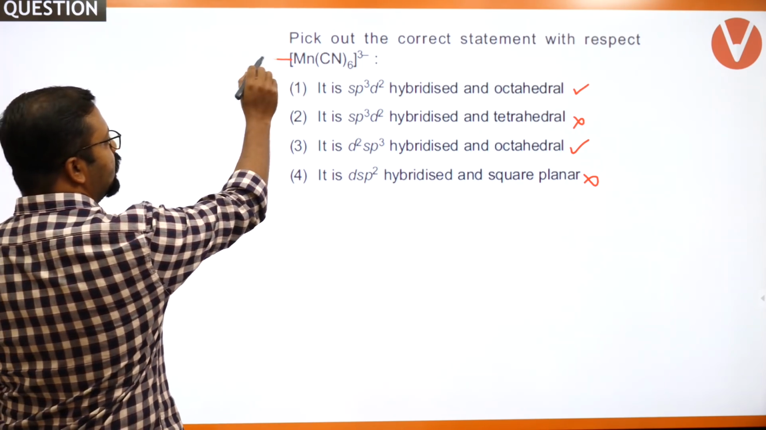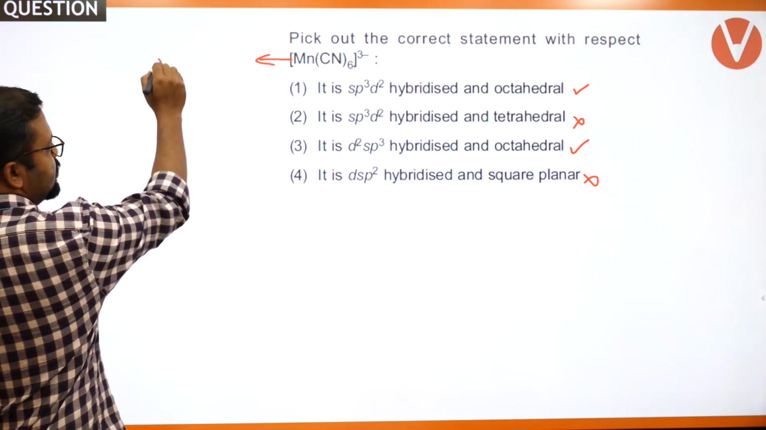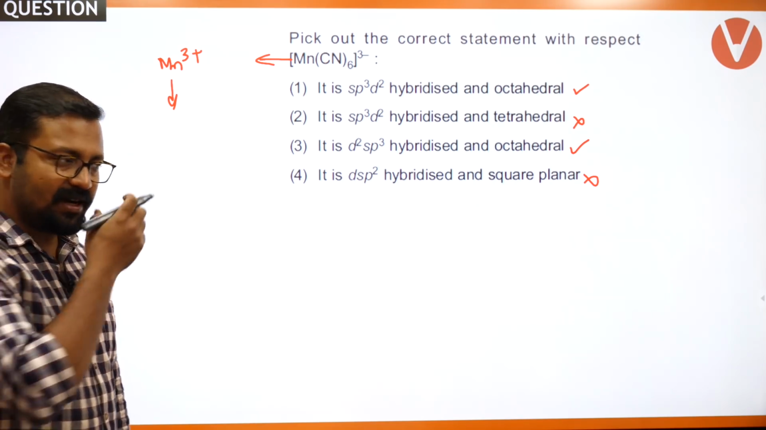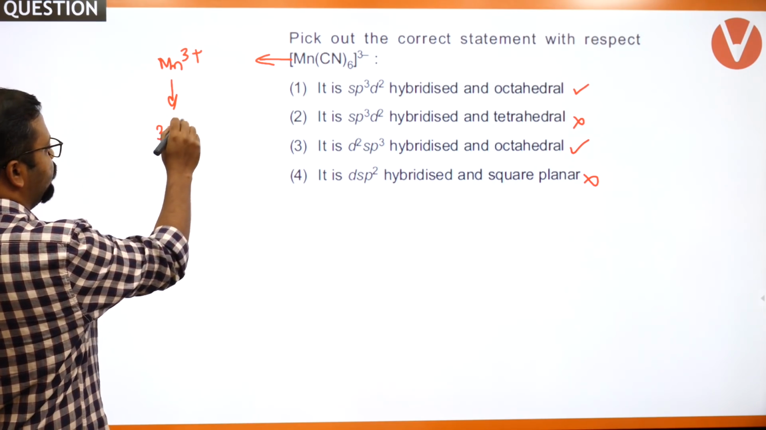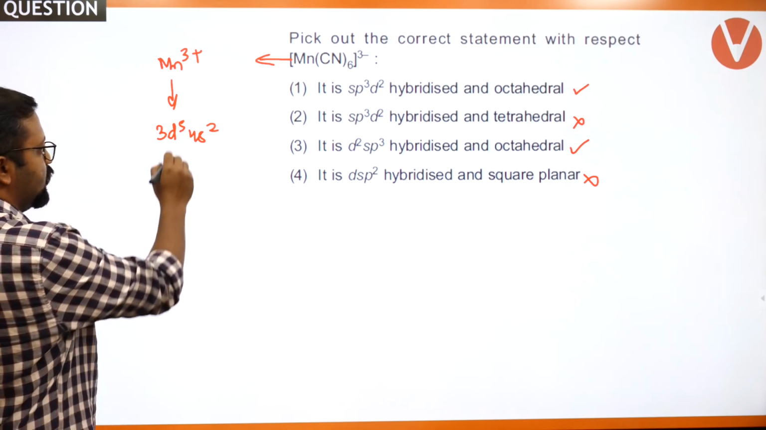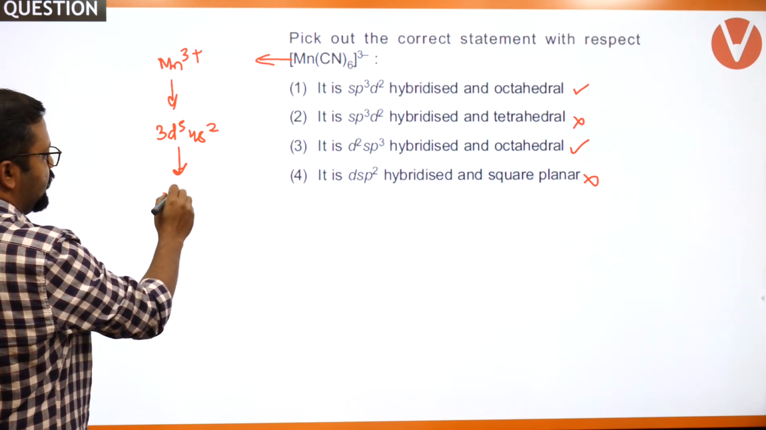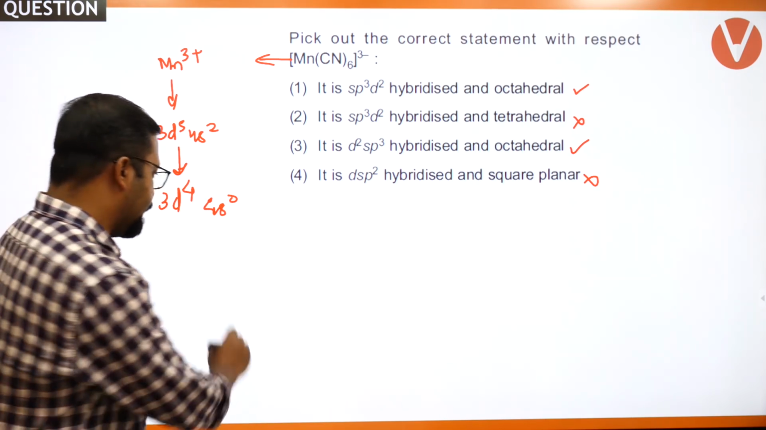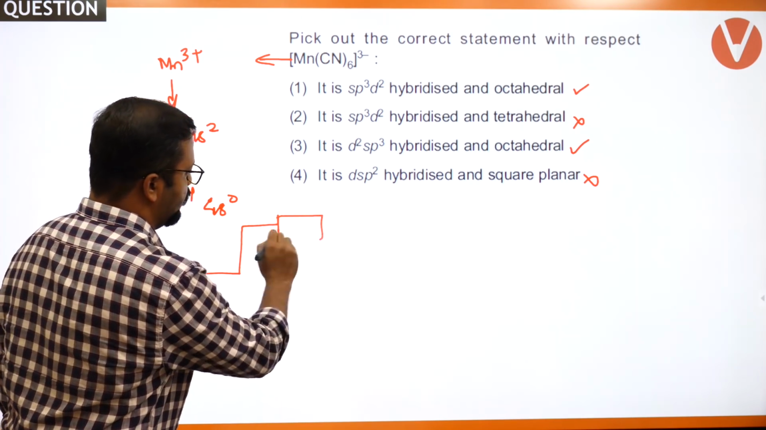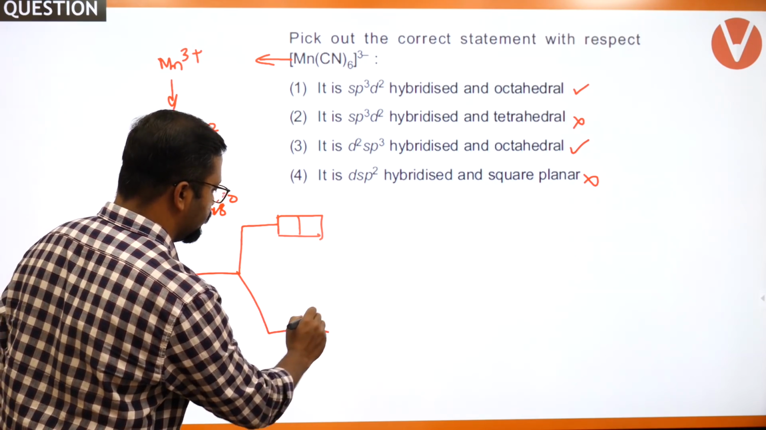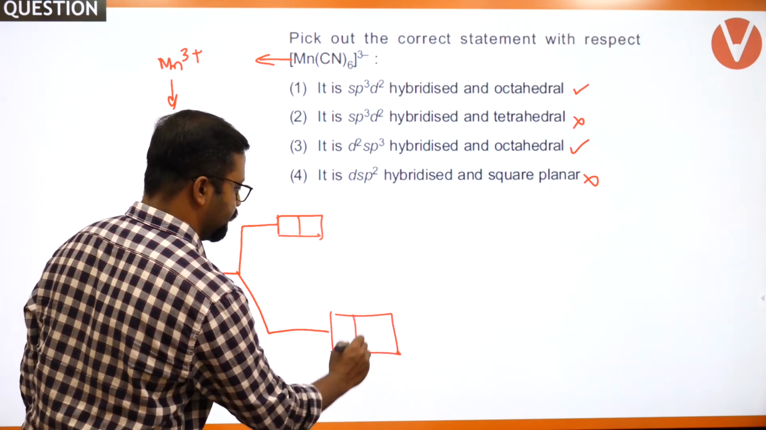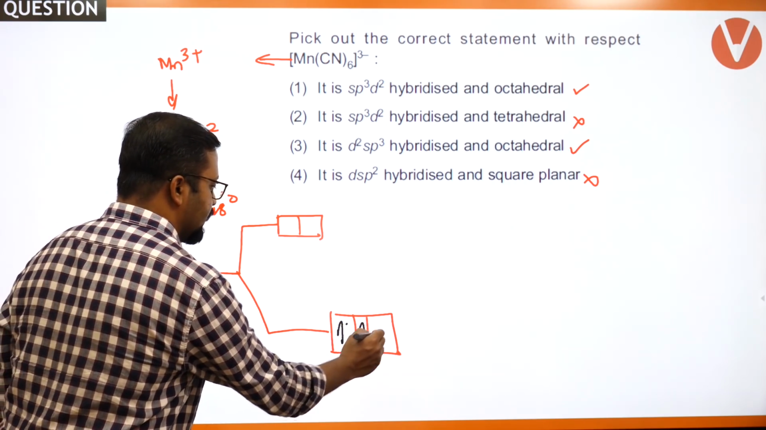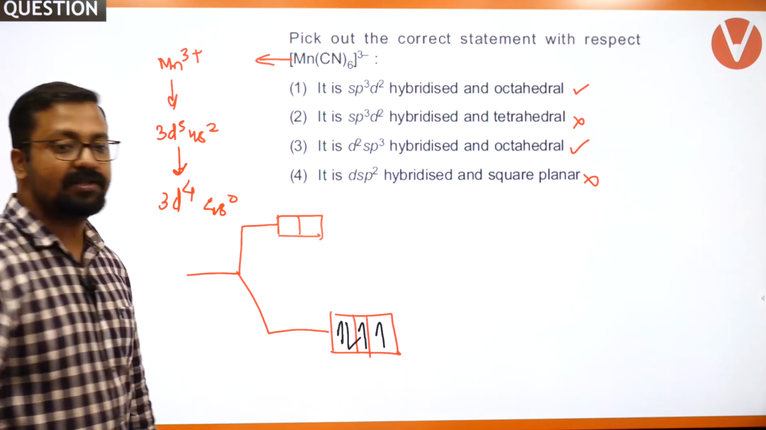If I look at it, Mn is in the +3 oxidation state. Mn's ground state configuration is 3d5 4s2. So if it is +3, it turns out to be a 3d4 4s0 configuration. Now if there is an octahedral splitting of d orbitals, then electrons will be present like this in a strong field scenario.